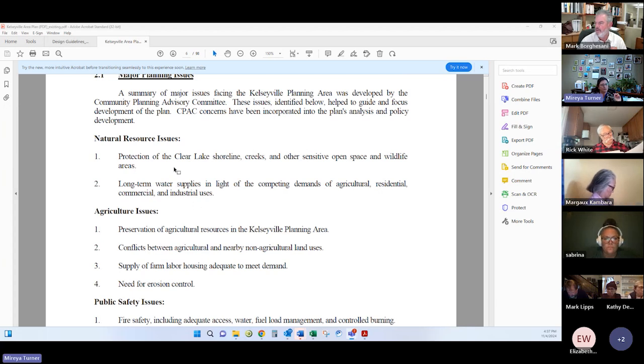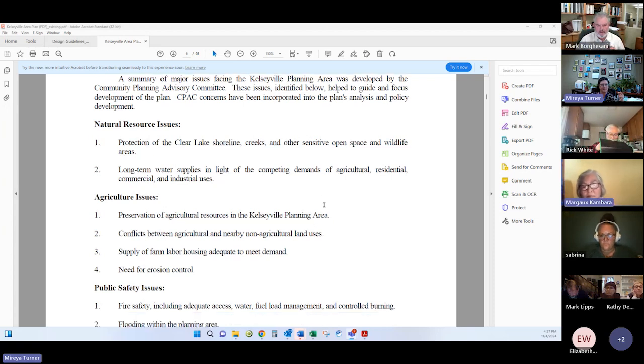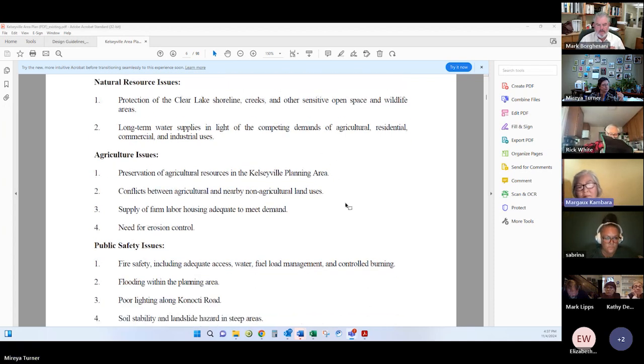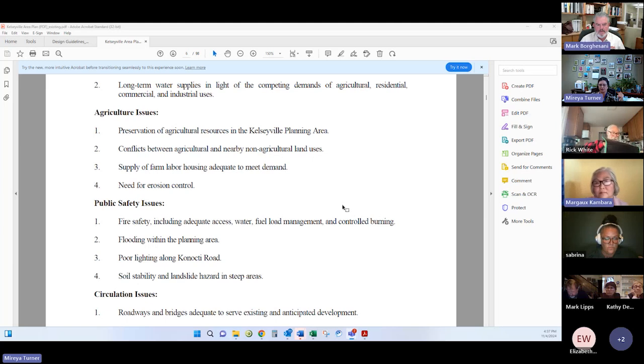So I'm assuming we still want to protect Clear Lake. Long-term water supplies, yeah, right? In light of competing demands of ag, residential, commercial, and industrial uses. That's a major planning issue. Mm-hmm. Agricultural issues, preservation of ag resources, conflicts between ag and nearby non-ag land uses, supply of farm labor housing adequate to meet demand.